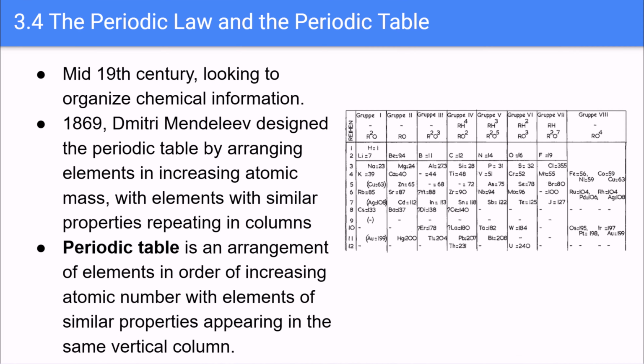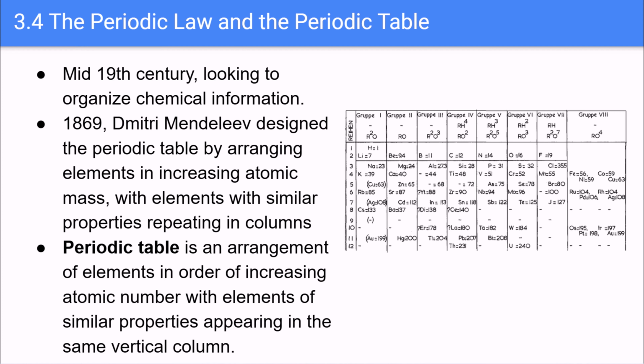So what we're going to do now is take a little bit of a step back into the mid-19th century, where we've gone through and discovered many different elements. But rather than just organizing them alphabetically or based on their relative mass, we want to try to organize them in a way that represents their reactivity with other materials.